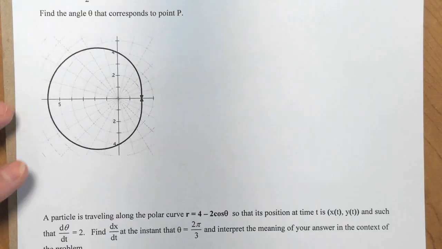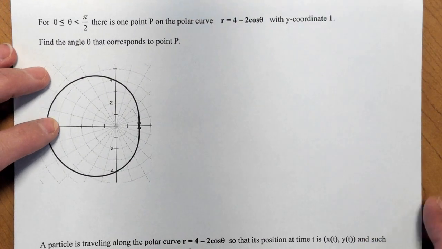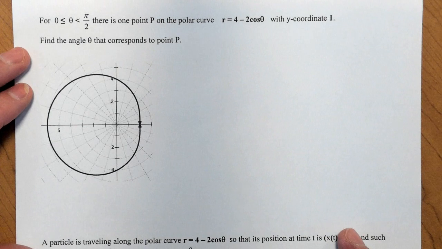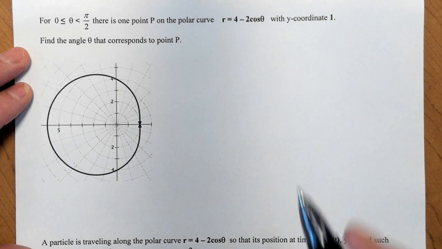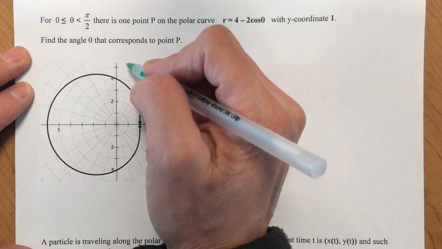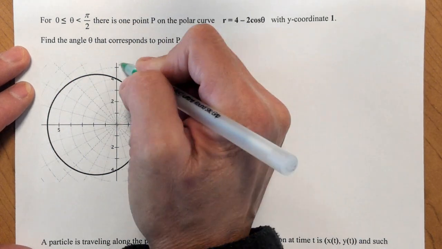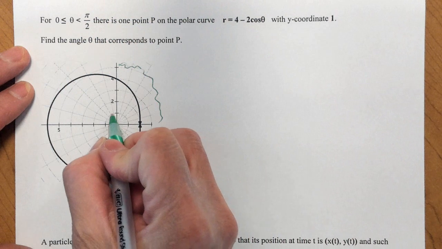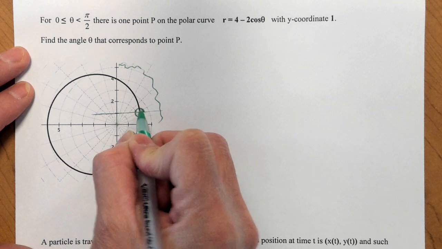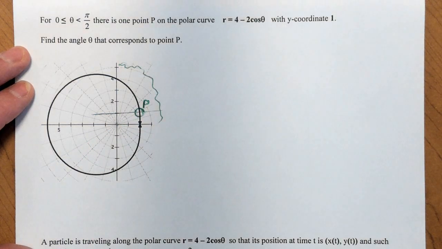Okay, second page of examples. We're still working with the same function. There is a point on this polar curve, this limaçon, where the y-coordinate is 1. Find the angle that corresponds to that point. Now, you could visually just see this, but we're going to figure out what the angle is. First of all, we're looking in this section, because it says somewhere between 0 and π/2. And you can see y equals 1 would correspond to this line. So we're looking for a point over here. That's going to be the point we're looking for.